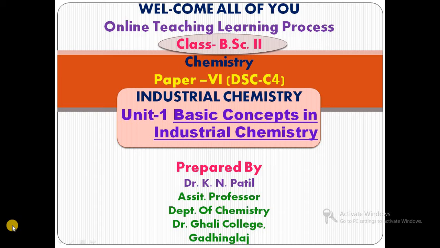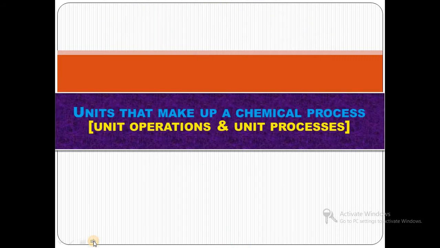We have started Unit 1, Basic Concepts in Industrial Chemistry, from Paper 6, Industrial Chemistry. In our last video we saw raw materials for the chemical industry, and along with that we also saw material safety data sheets. In this video we will see the units that make up a chemical process, which involves unit operations and unit processes.